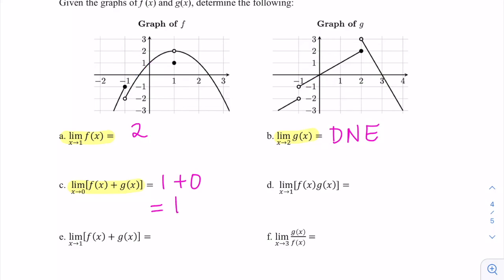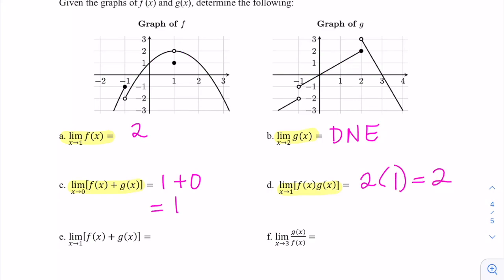Now let's look at D. Find the limit of f of x times g of x as x approaches 1. For f of x, remember we said that as x approaches 1, we're getting very close to 2. And as x approaches 1 for g of x, we're getting very close to 1. So that product will just be 2.